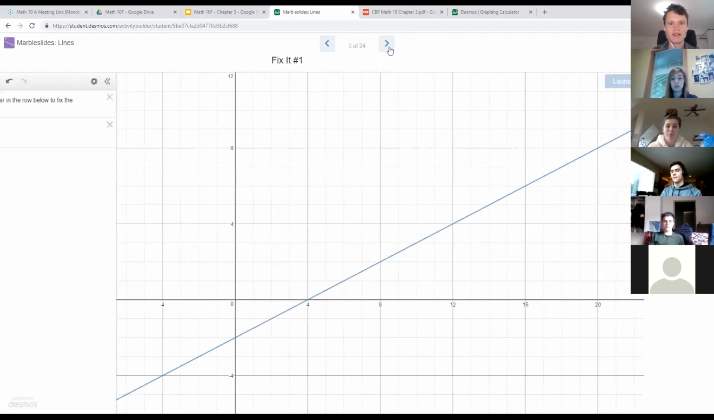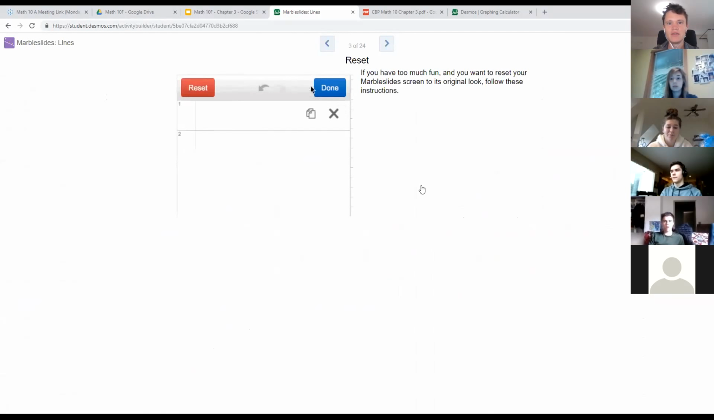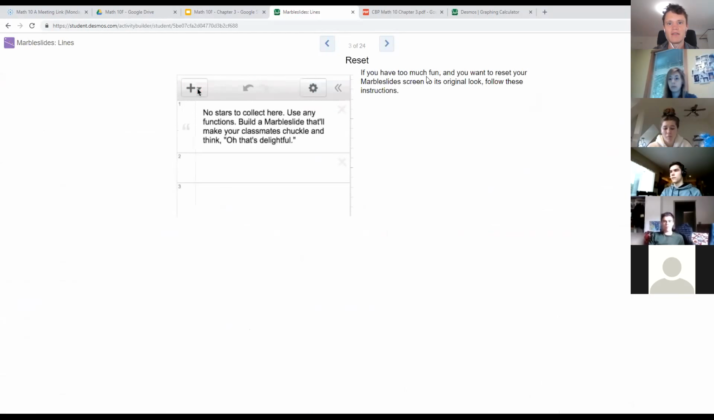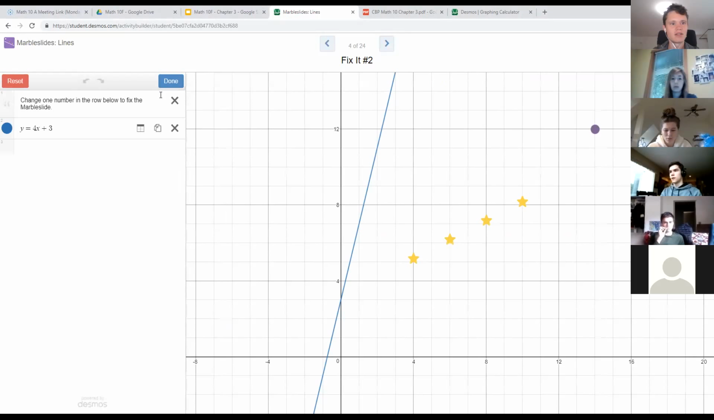Bingo. Okay, success. This is just saying if you need to reset, follow these instructions, right? You can hit this wrench and hit reset.